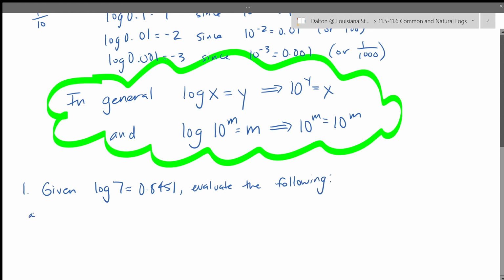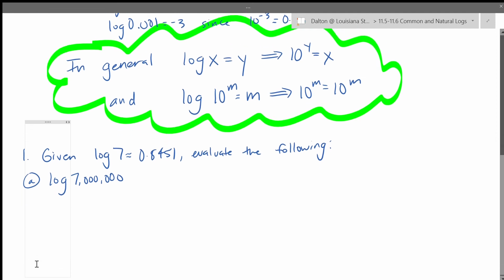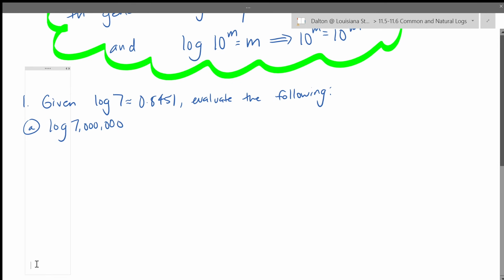So we're going to do a couple of different ones. I want you to estimate the log of 7 million, given that the log of 7 is 0.8451. So what we're going to do is use some of this strategy that we did up here in this big old chart. It's basically, okay, can we rewrite the number 7 million using 10 as a base? And the answer is yes, absolutely.